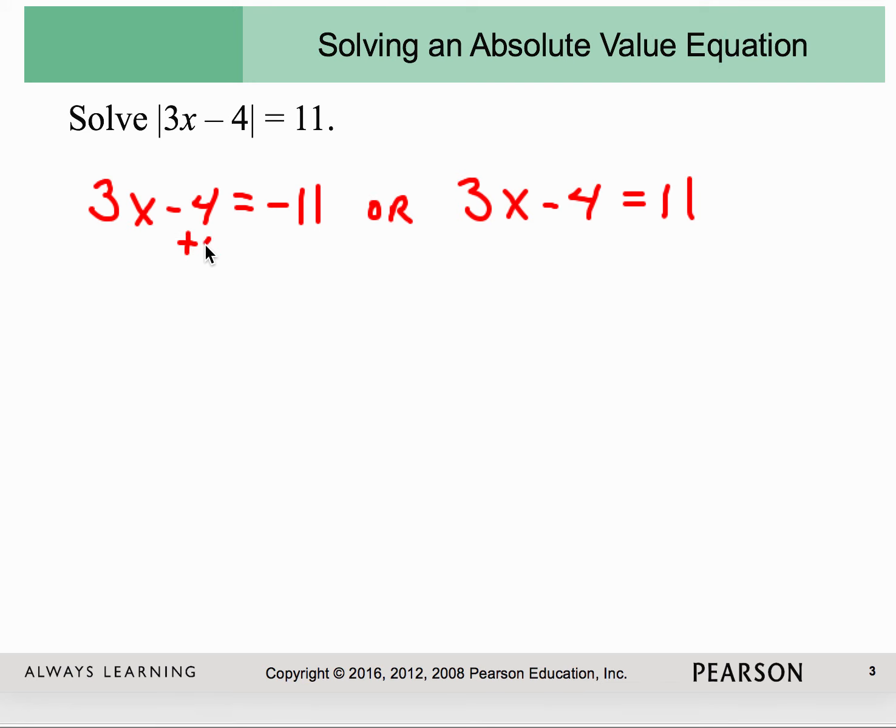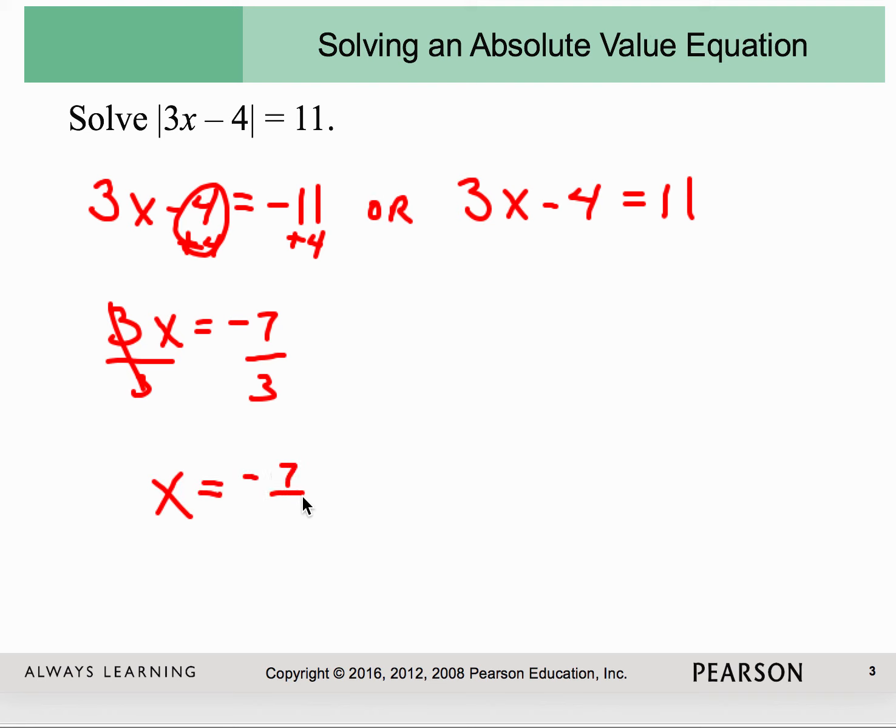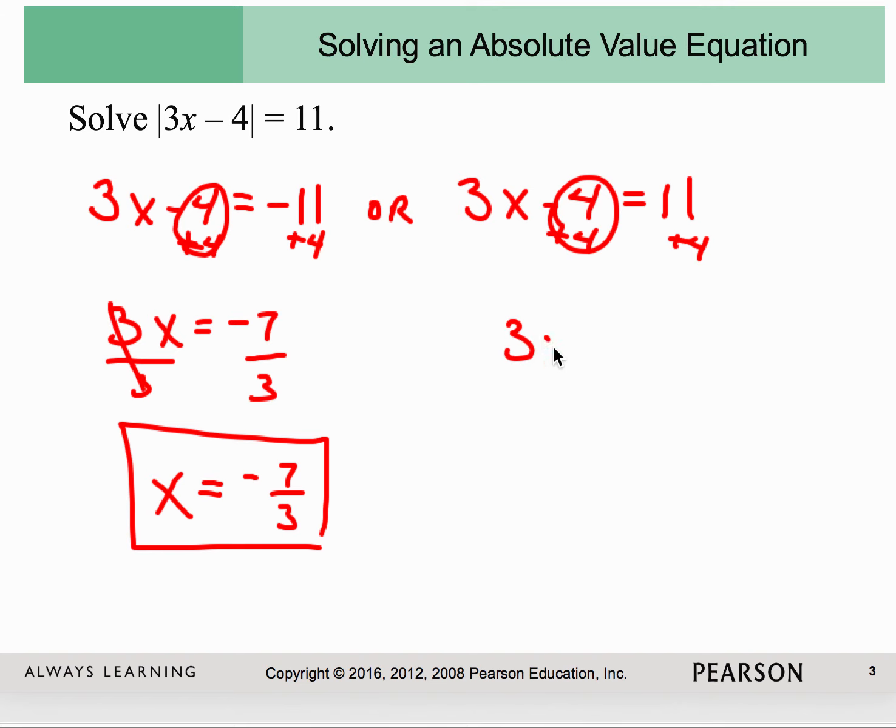Okay, so let's add 4 to both sides. So 3x equals negative 7. Divide by 3. x is negative 7/3. Or, let's add 4 to both sides to solve this other equation. So 3x equals 15, divide by 3, x equals 5.